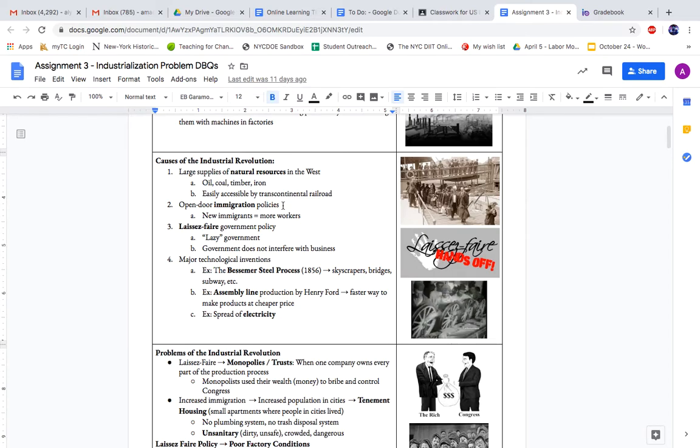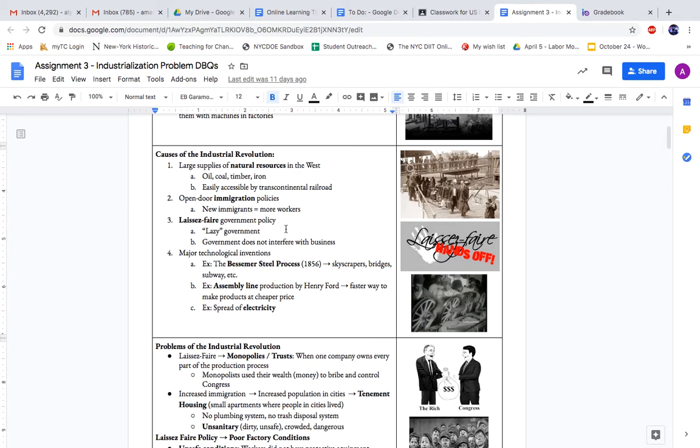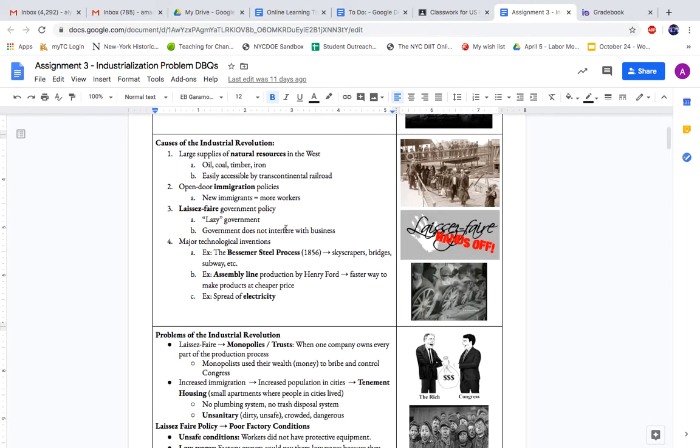We also had open-door immigration policies, which meant that immigrants could come in as they pleased. There were no rules stopping them, and all those immigrants meant more people to work in the factories. We also had that laissez-faire government policy. Remember, laissez-faire means lazy government. In other words, the government was not going to interfere with businesses or tell businesses how to run their companies. Businesses could do whatever they wanted to make money.